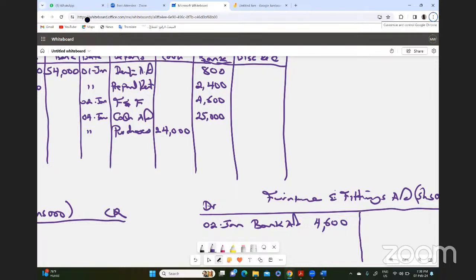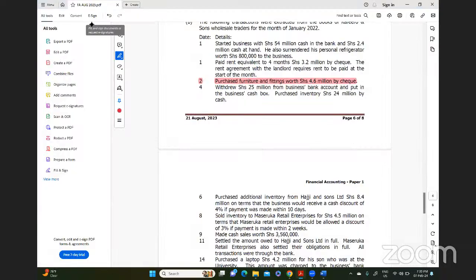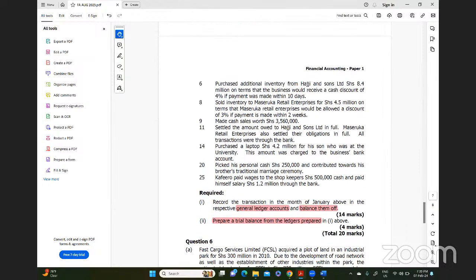I think we can have our break. Or we move on. No, let's have a break, because this is not going to end now. So let's have our break. We come back at 7:50 as we are comprehending what we have so far done. So we meet at 7:50. We shall start with the transaction on the 6th of January.